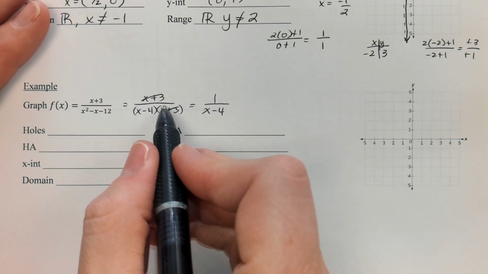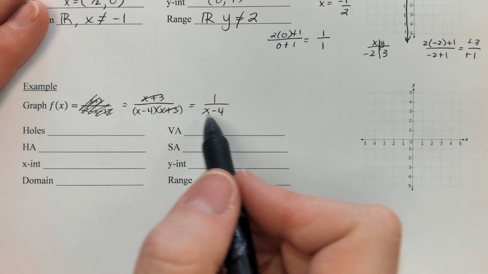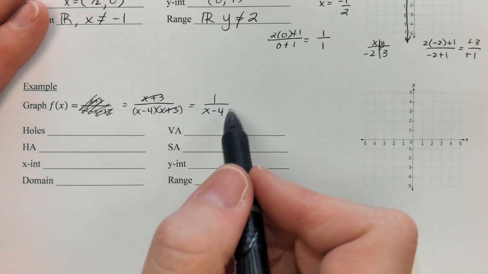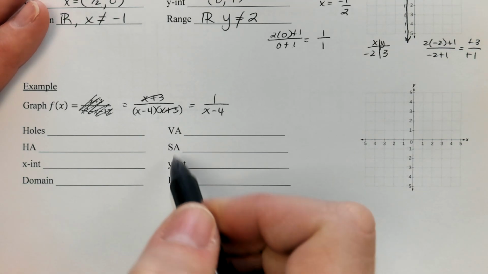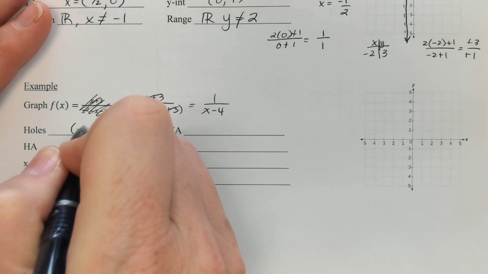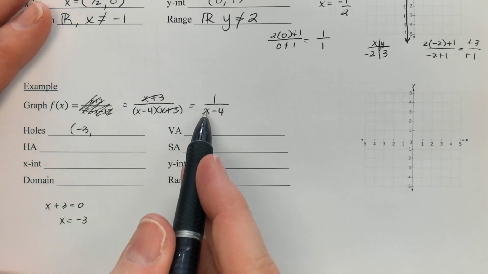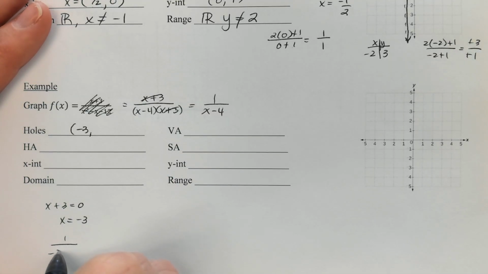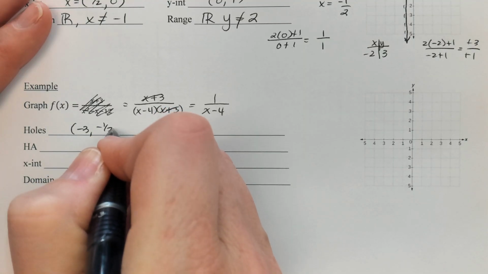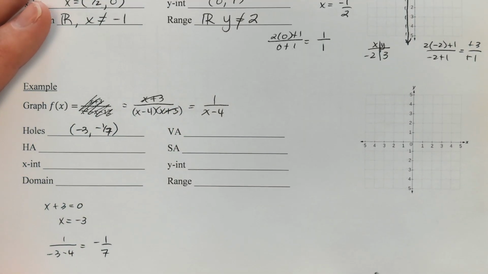If you do factor and cancel, you cannot go back and look at this one anymore. You just have to focus on this. So since we factored and canceled, this is all we can look at to do the rest of the problems. What we canceled was an x plus 3. So that hole happens at -3. And then we're going to plug that in order to find our y. So plugging in -3 right there equals -1/7. So that's my hole. Happens at -3 and -1/7.